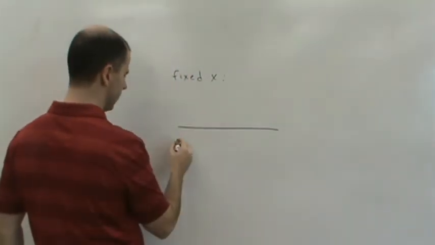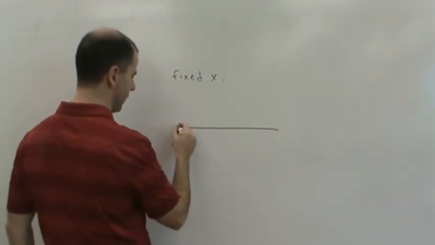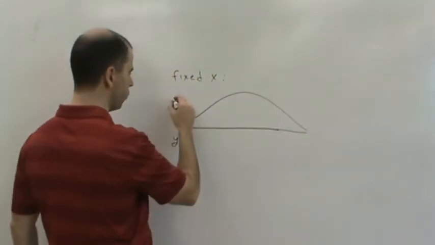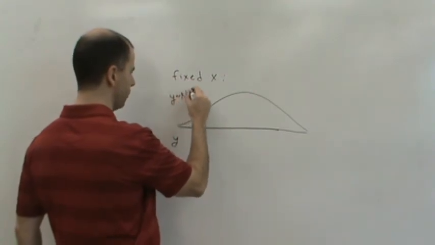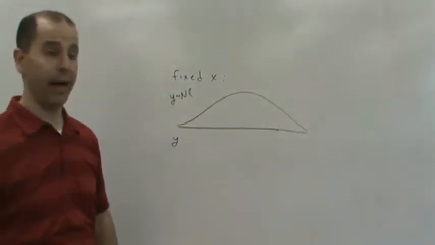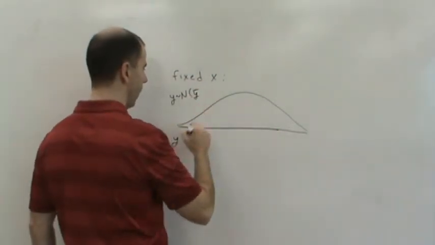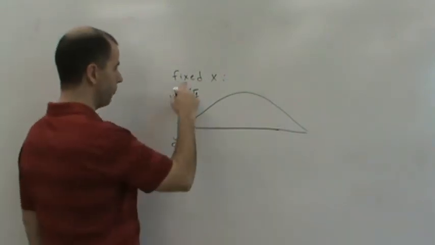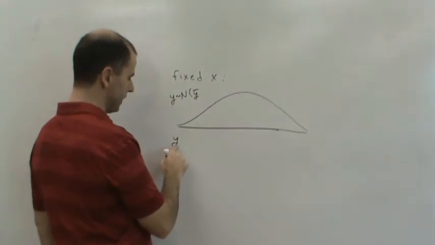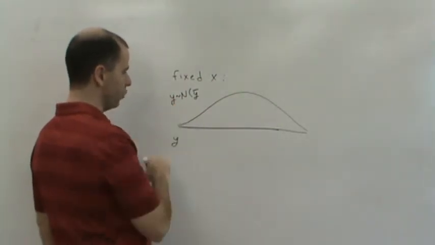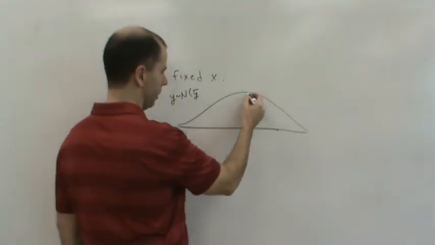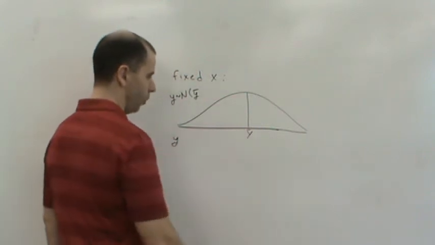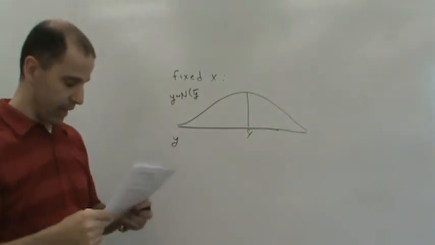So if we have a value of x and we take all of these values of y based on our sampling, we're going to say that the values of y are going to be normally distributed about y bar, the average. For every fixed value of x, the distribution of y is going to be normal about y bar. So that's the other assumption.